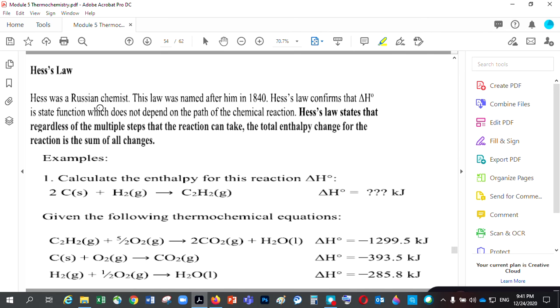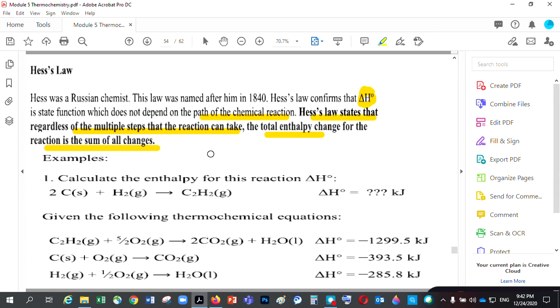Hess's law, this is the last topic of the chapter. Hess was a Russian chemist, and this law was named after him in 1840. Hess's law confirms that the standard enthalpy is a state function which does not depend on the path of the chemical reaction. It states that regardless of the multiple steps the reaction can take, the total enthalpy change for the reaction is the sum of all the changes. Correct? And this is very important.